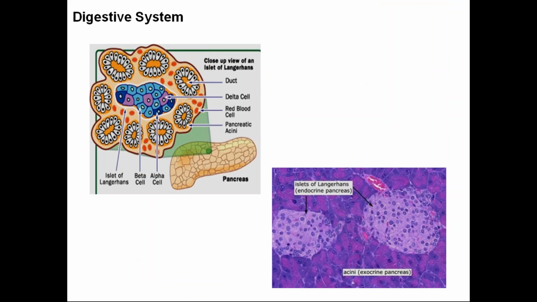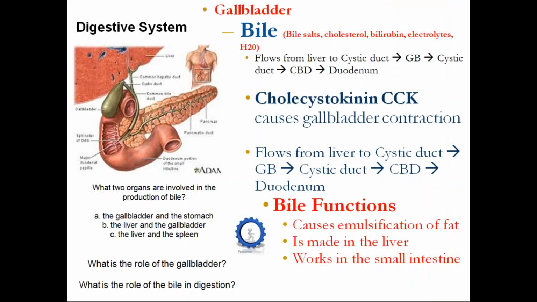We have the alpha, beta, and delta cells. Alpha, glucagon. Beta, insulin. Delta is going to be the somatostatin. And another one that we don't want to see at this moment is the VIP. And we have one that makes the gallbladder contract. Who's telling the gallbladder, okay, gallbladder, release bile?